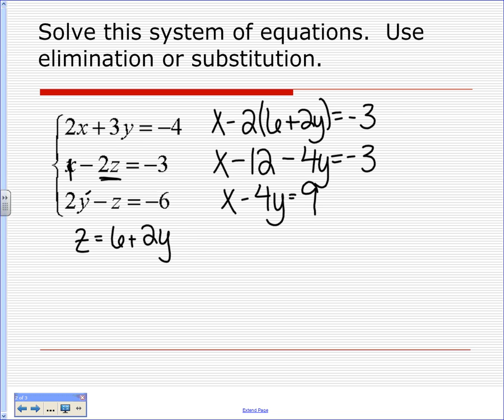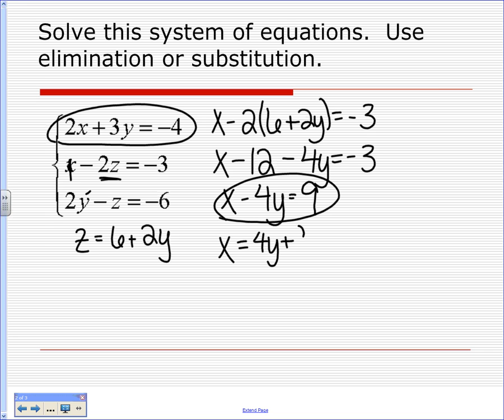Solve with the first one. Okay, if I use this equation and this one, are they both in terms of x and y? Yes. Okay, so what could I do? Which variable? Okay, we can do that. So x equals 4y plus 9. Right? And then what else? You'll get faster at these.